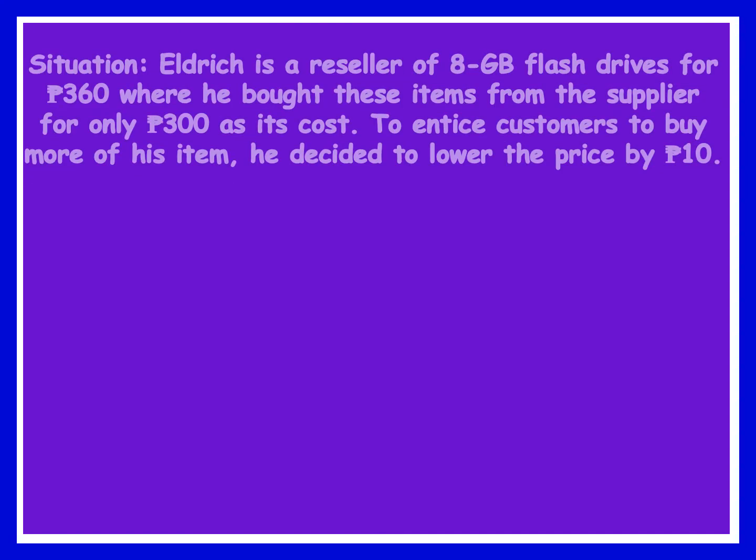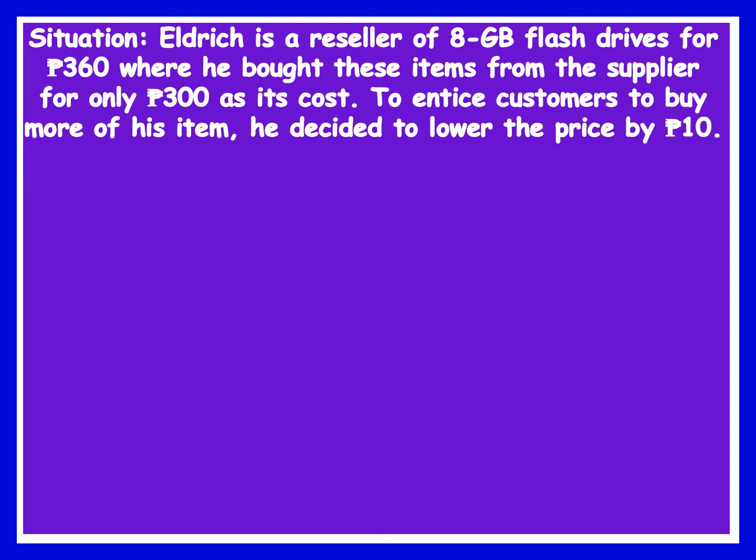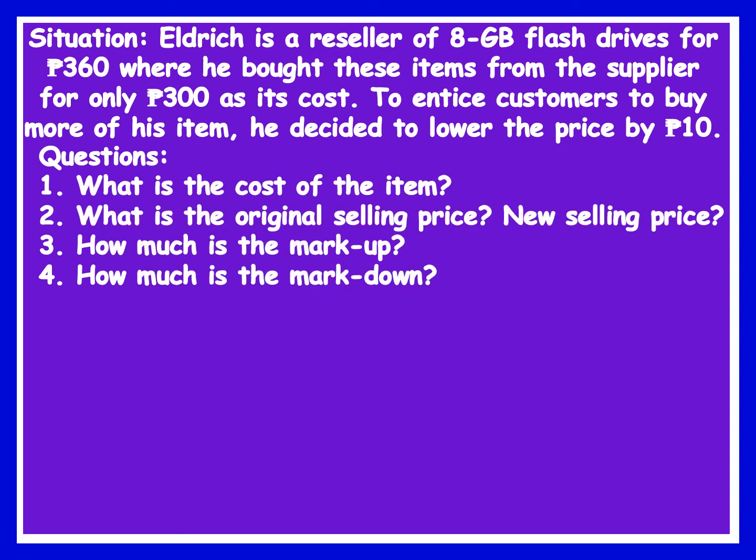Okay, so there's another situation. Eldridge is a reseller of 8 GB flash drives for 360 pesos, where he bought these items from the supplier for only 300 pesos as its cost. To entice customers to buy more of his item, he decided to lower the price by 10 pesos. And there are 4 questions. Number 1, what is the cost of the item? Okay, so obviously, the cost of the item is 300 pesos. So therefore, we can write it here, the cost is 300 pesos.